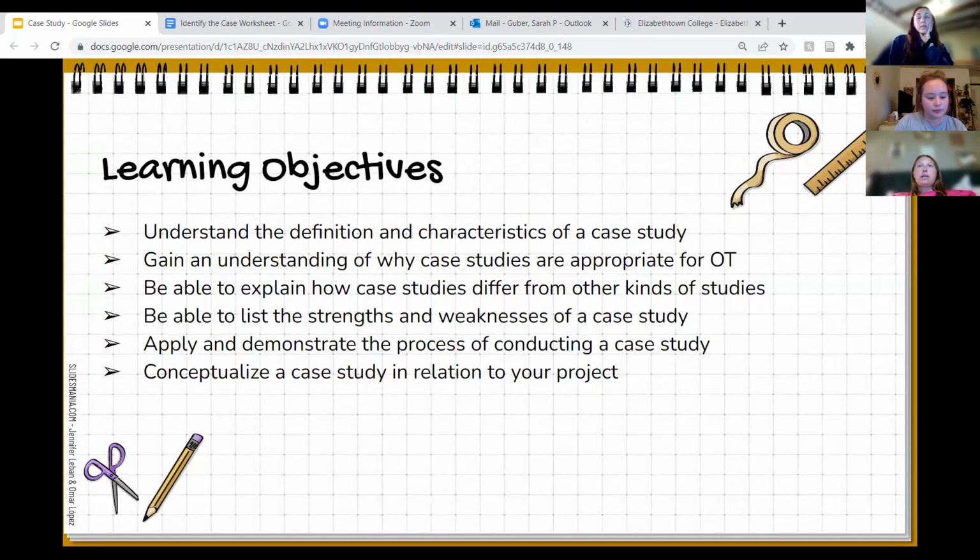Some learning objectives before we begin are to understand the definition and characteristics of a case study, gain an understanding of why case studies are appropriate for OT, be able to explain how case studies differ from other kinds of studies, be able to list the strengths and weaknesses of a case study, and apply and demonstrate the process of conducting a case study. And lastly, conceptualize a case study in relation to your project.